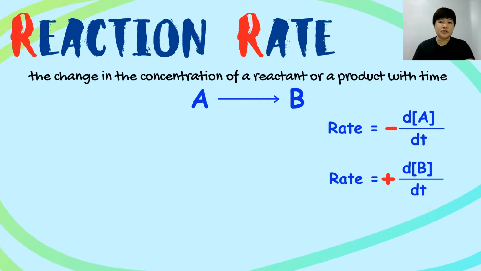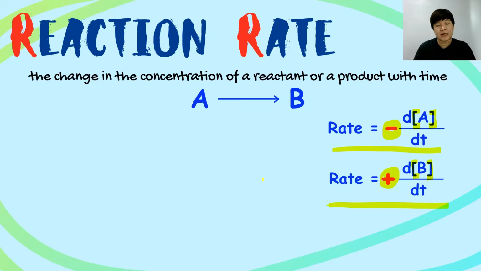As we have agreed just now, the rate in terms of concentration of A and B will be written as given. What do the negative and positive symbols stand for? Why is there a square bracket? We have explained this formula.